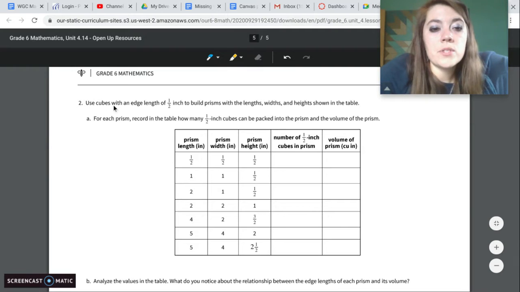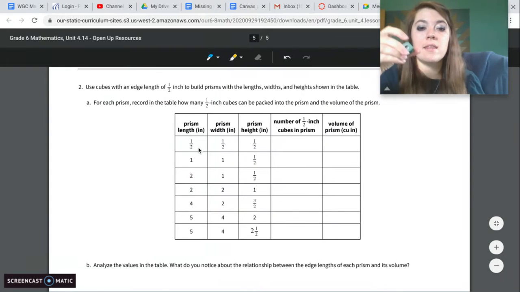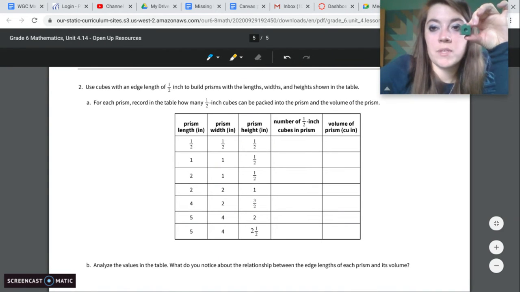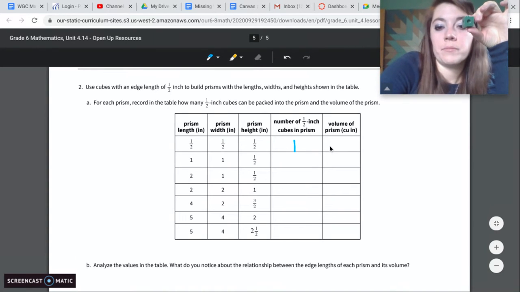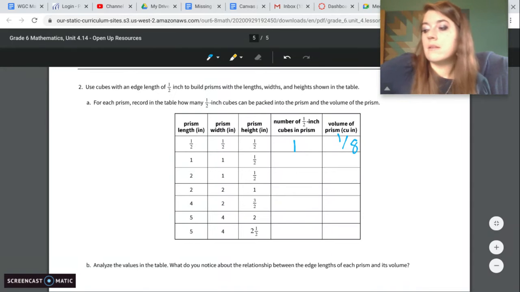Okay, so use cubes with an edge of 1/2 to build prisms with the lengths, widths, heights shown in the table. For each prism, record in the table how many 1/2-inch cubes can be packed into the prism and the volume of the prism. So we have a prism with a length of 1/2, width of 1/2, and height of 1/2. Number of 1/2-inch cubes in the prism. That's going to be 1. Volume of the prism. Well, 1/2 times 1/2 times 1/2 is 1/8. So remember, we're multiplying these together.